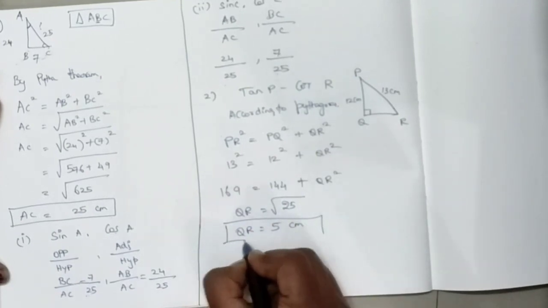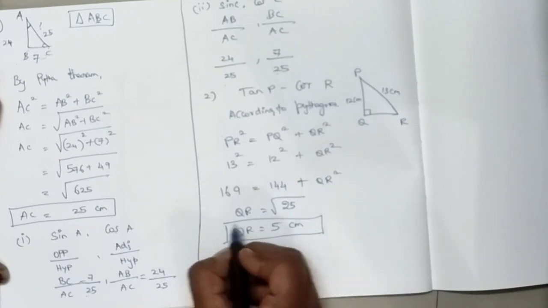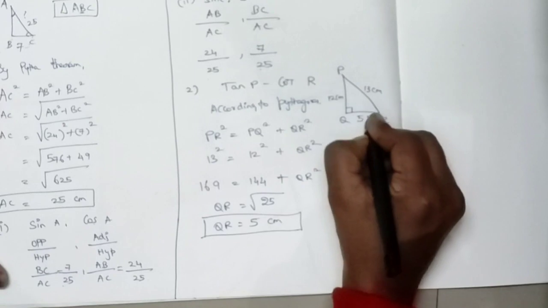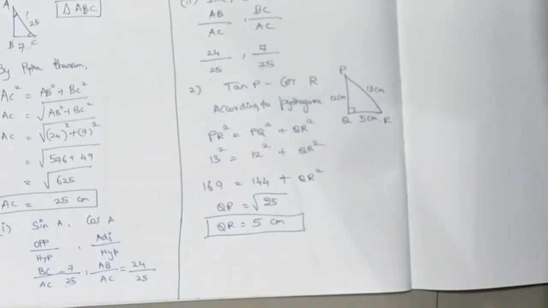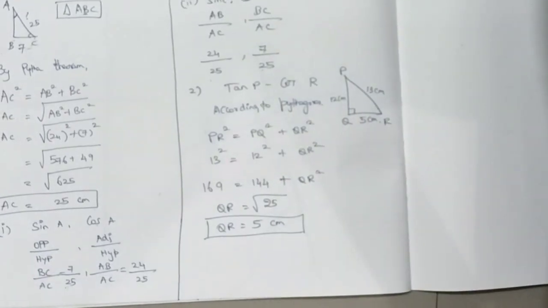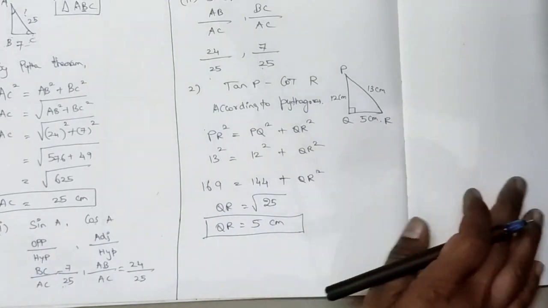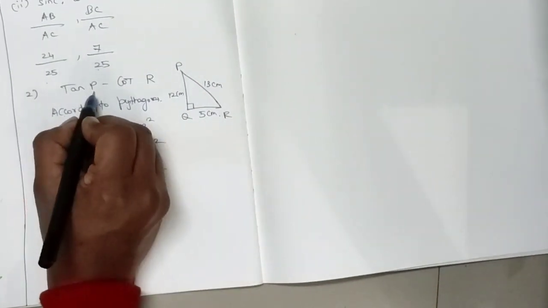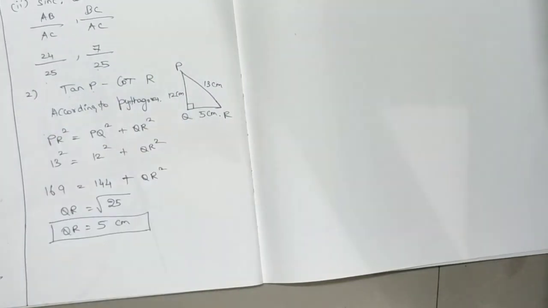Whenever you find an answer, it is good that you place a box so that it will be highlighted. It can help your presentation better. So we have found all these things. We are going to find tan P and cot R.